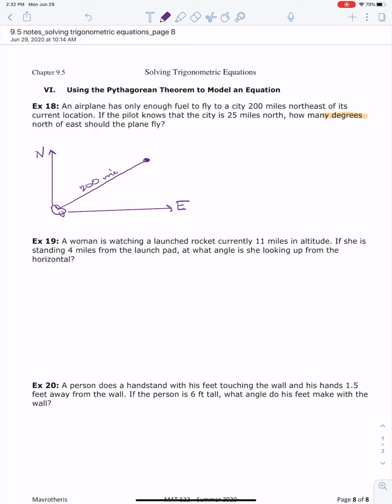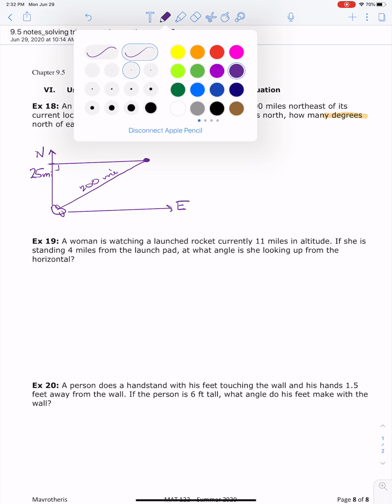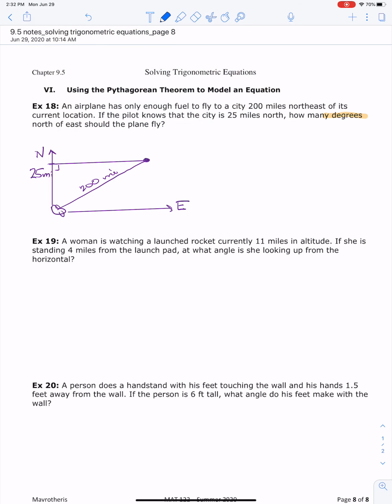The pilot knows that the city is 25 miles north, so we're going up here 25 miles. My picture is definitely not in proportion, but that's okay as long as they're drawn so that I can make sense of how the sides of the triangle are labeled. So let's see. The pilot knows the city is 25 miles north. How many degrees north of east should the plane fly? So now here is the issue here. North of east. This is the angle we're looking for right here.